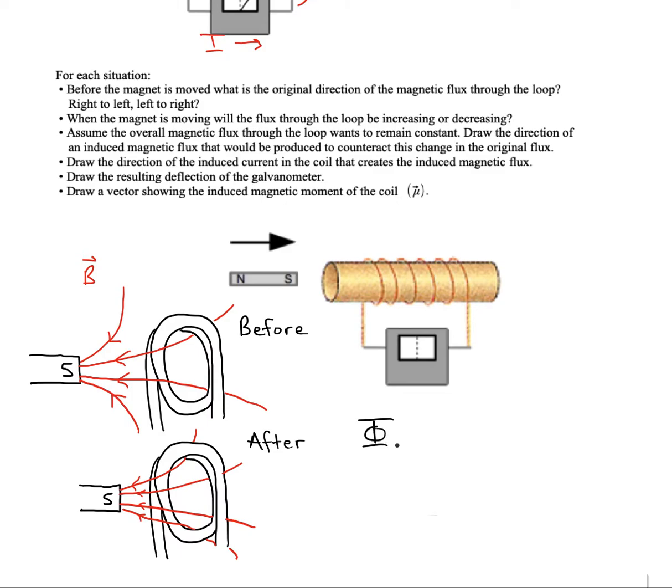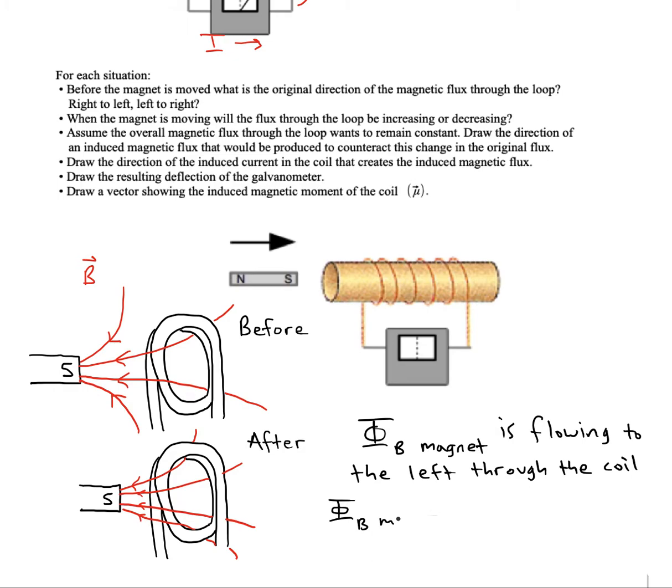So we see that the magnetic flux due to the permanent magnet is flowing to the left through the loop or coil. And we also see that as the magnet gets closer, that flux is going to be increasing. Those are 2 important things that we need to take note of. Which direction is the field pointing, and is that magnetic flux increasing or decreasing?